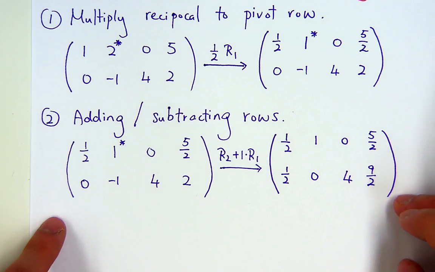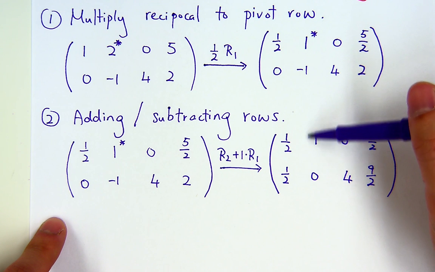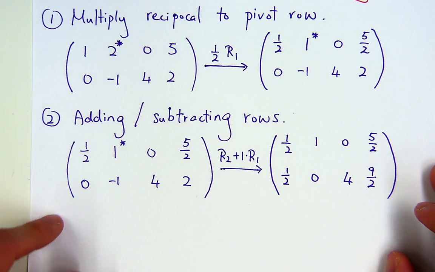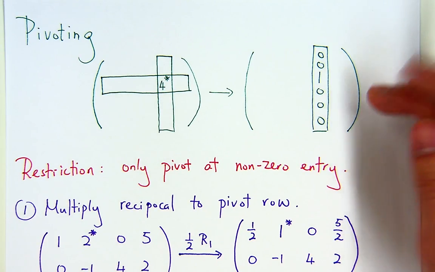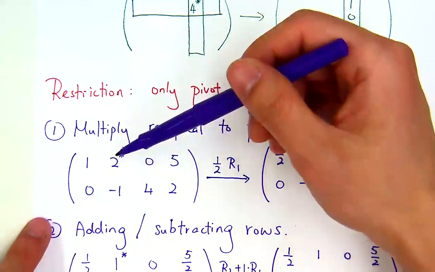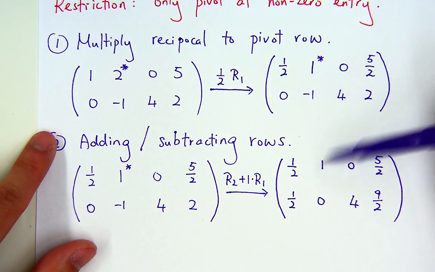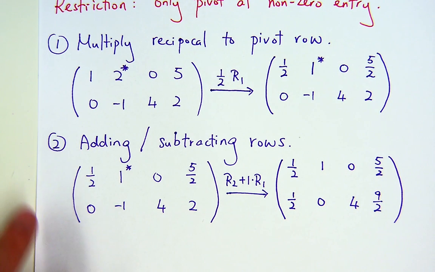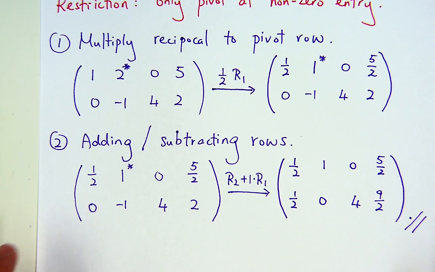This is the end of this procedure, because I have successfully changed every entry in the pivot column into a 0, apart from the pivot entry itself. And in fact, this finishes our goal. We have turned it into a new matrix such that the pivot entry becomes 1 and every other entry is a 0. So this is the end of the pivot procedure.